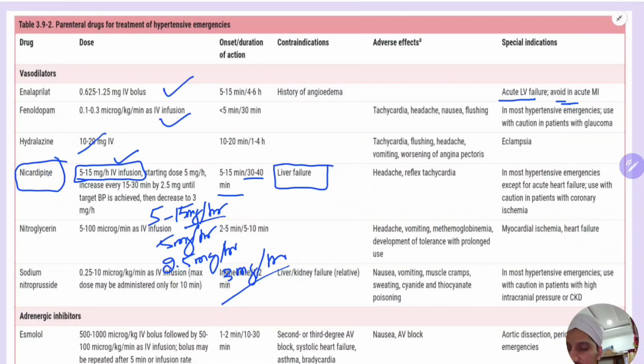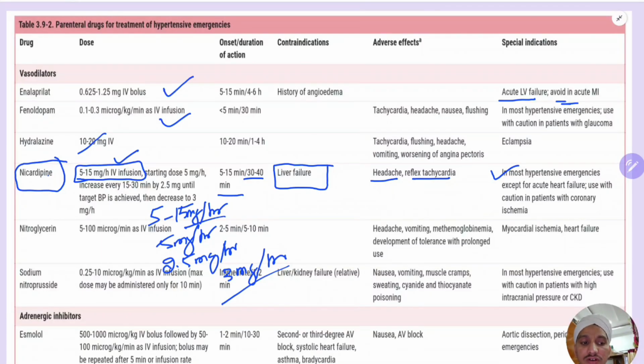So you can't give this Nicardipine in patients with, it is a calcium channel blocker. You can't give this in patients with liver failure. You should remember this. So as along with all the other calcium channel blockers, the adverse effects are headache and reflex tachycardia. So special indications in most hypertensive emergencies like Labetalol, you can use this Nicardipine.